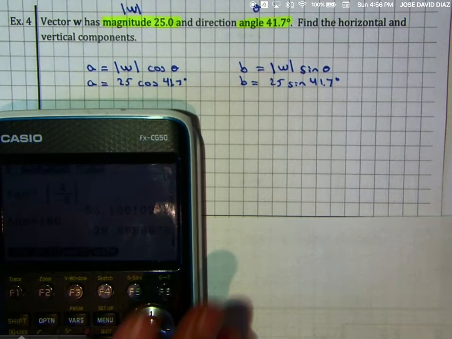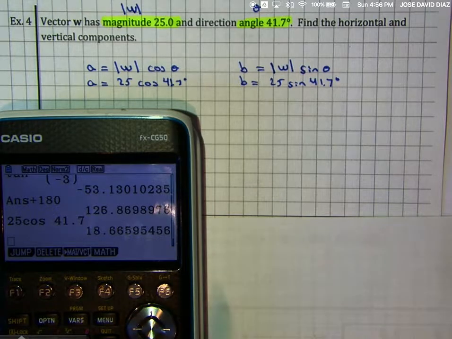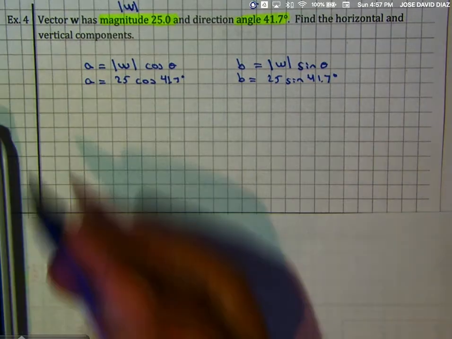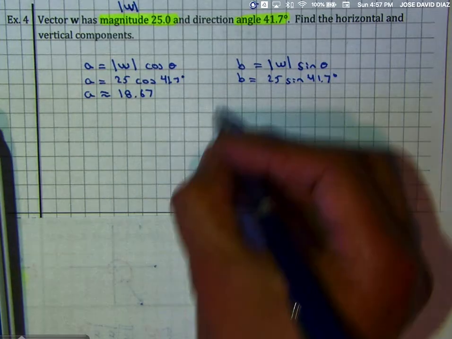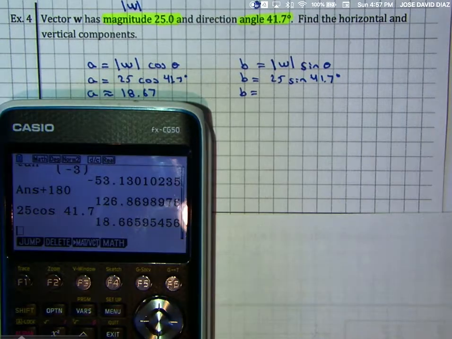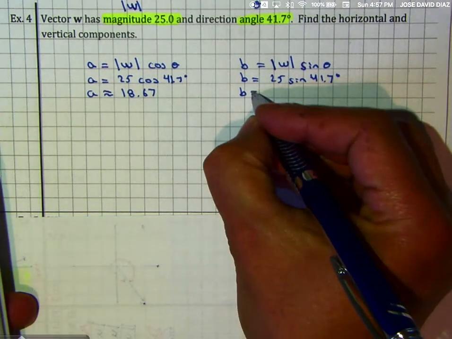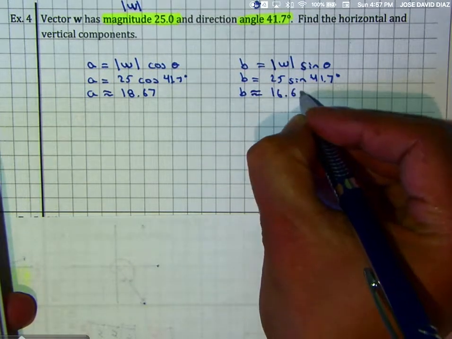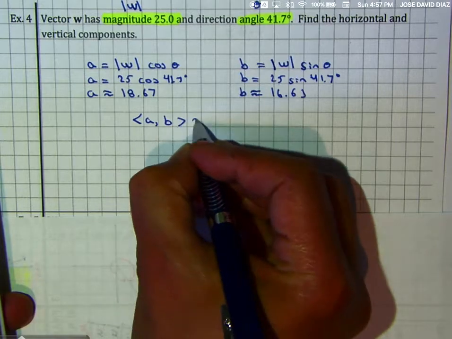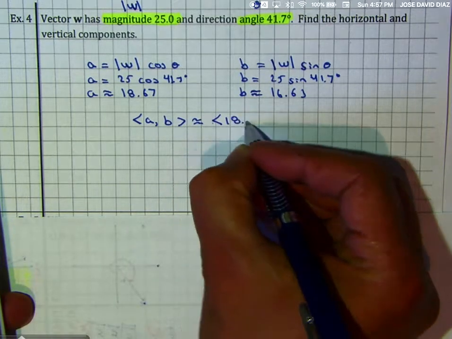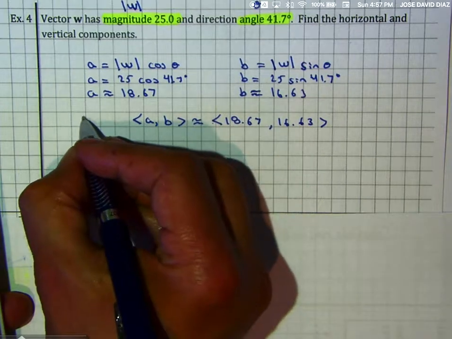And now we just type into the calculator 25 cosine of 41.7 degrees, which is 18 point, we just need 2 decimal places, 67, approximately 18.67. And B, I'll type in 25, the sine of 41.7, so it'll be 16.63. And that's an approximation, 16.63. So therefore, your vector AB will be approximately 18.67, 16.63, and that is your vector W.